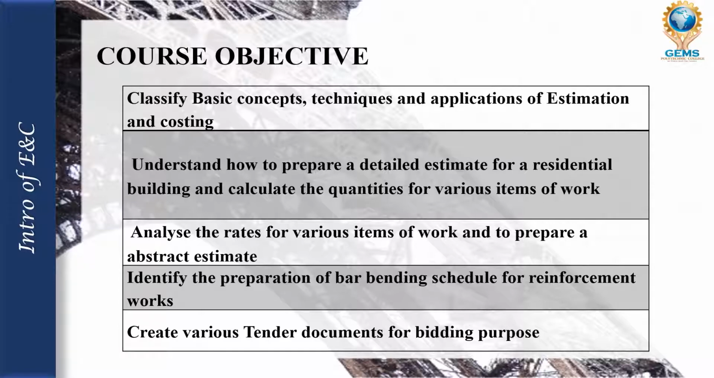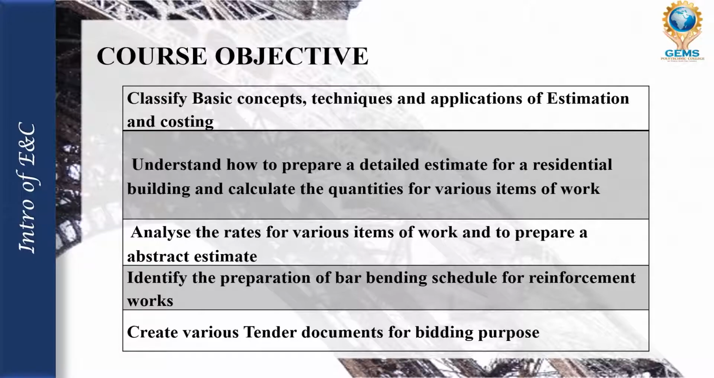Then fifth one is create various tender documents for binding purpose. So tender documents are usually prepared for a range of contracts like equipment supply, main construction contract. It is just like a contract for binding purpose. Binding means it is offering of a particular price. Creating some contract and offering at a particular price. That is the fifth one.